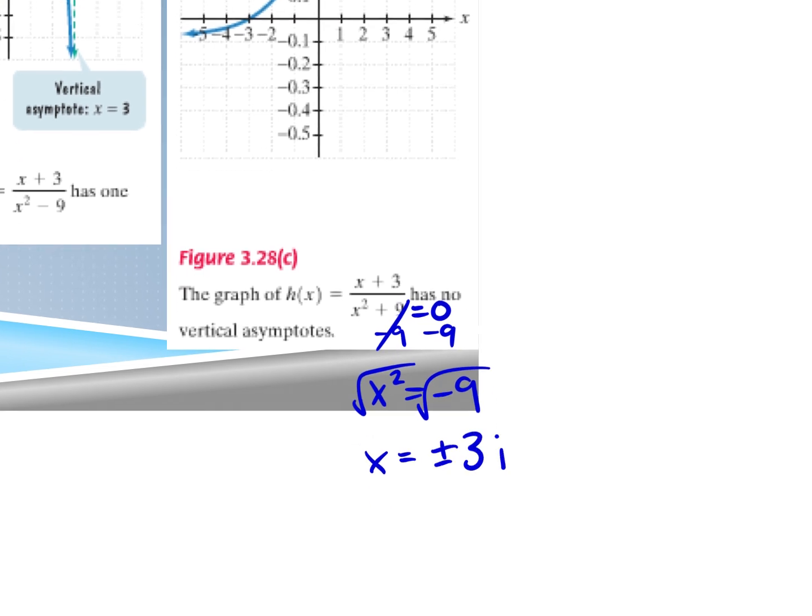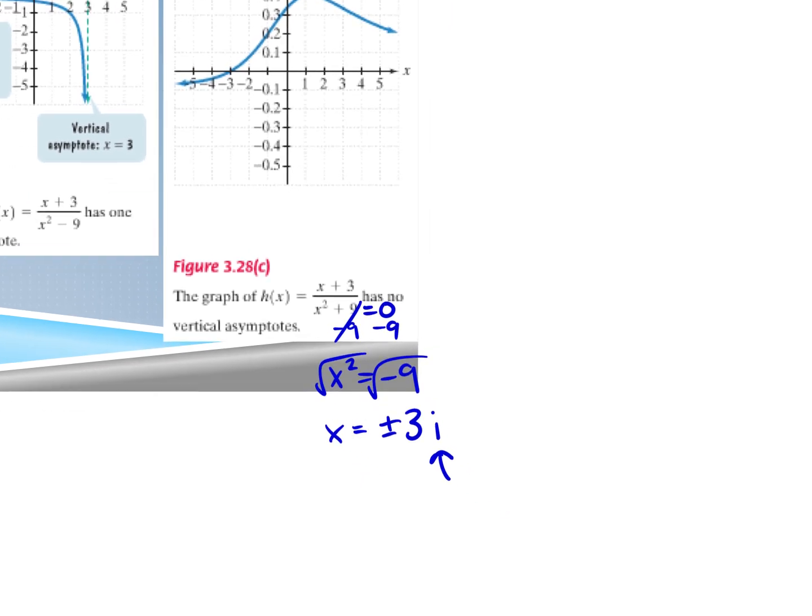Plus or minus 3i. Can I have an imaginary asymptote? No. So here we have no asymptote. So asymptotes cannot be an imaginary number. They're only real things. So if you got an imaginary number, we've got no vertical asymptote.